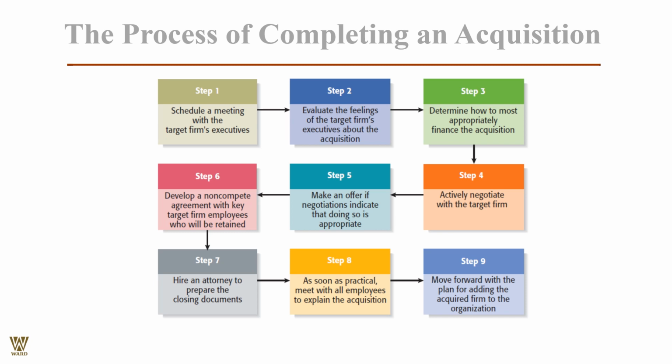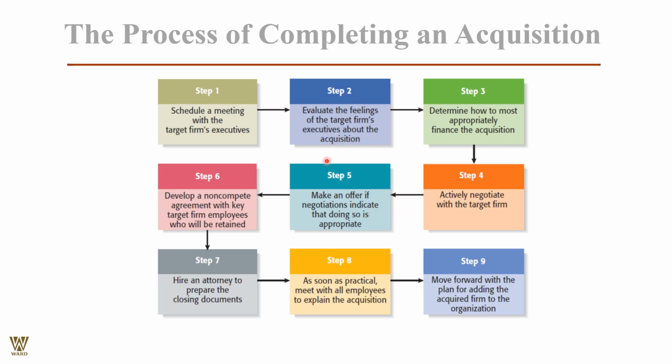The process of completing an acquisition, let us follow step by step all the nine steps. Schedule a meeting, first step. Next is evaluate the feelings of one another, both of your firms and the target firm. Step number three is determine the most appropriate way to finance and acquire. Step number four is actively negotiate with the target firm. One meeting, understanding, feeling each other out, understanding the nitty-gritties of finances, and now you are negotiating.